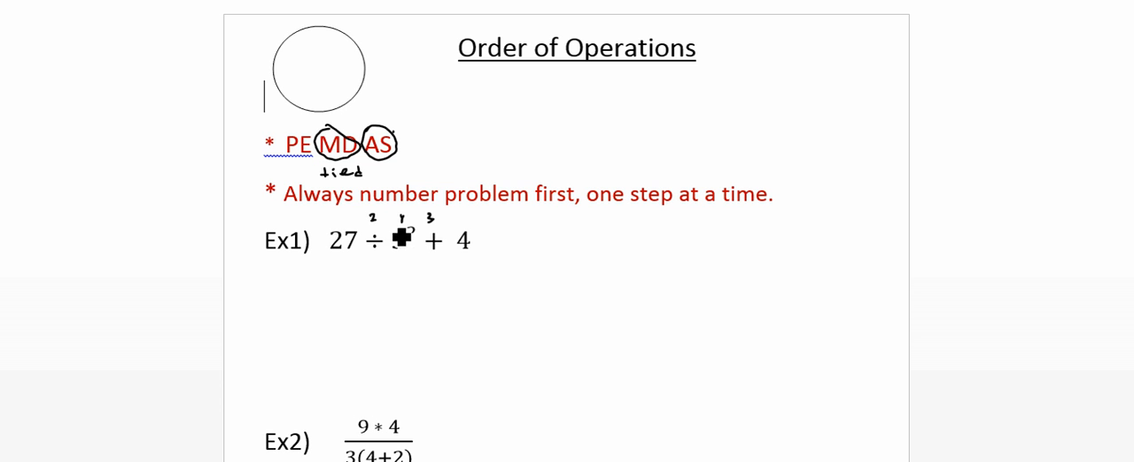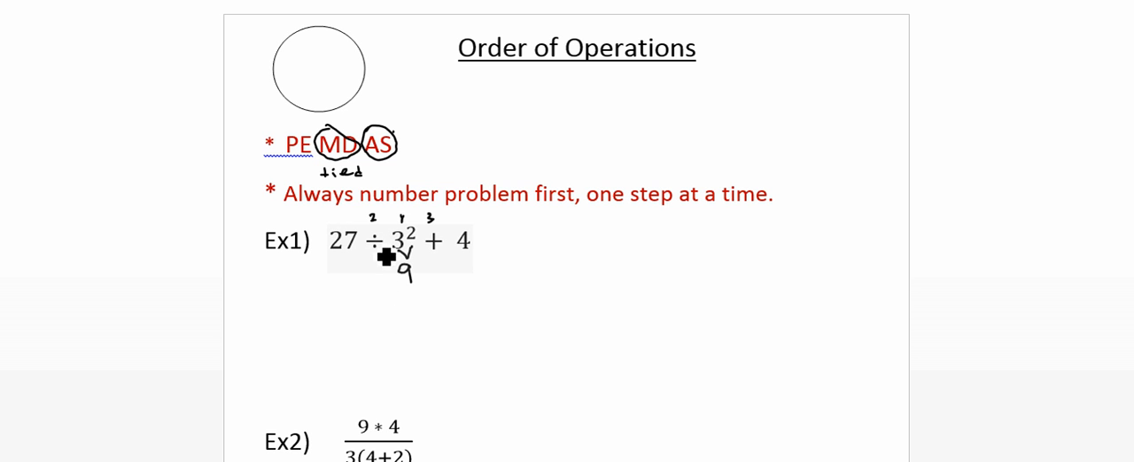All right, so that means I'm going to do the exponent first, I'm going to do the division second, and the addition last. So let's do that. 3 squared, first of all, 3 squared is not 6, and if you say that, you're going to get it wrong. 3 squared is 3 times 3, so this becomes 9.